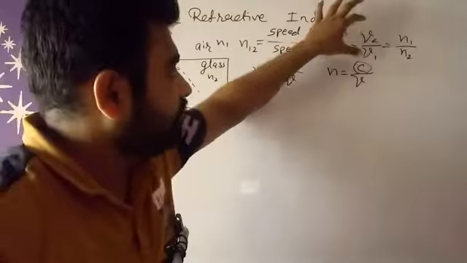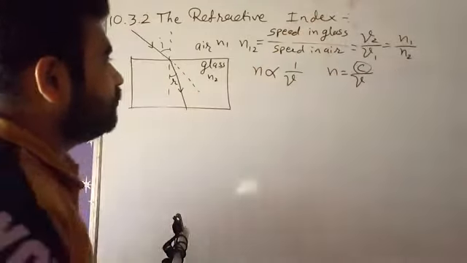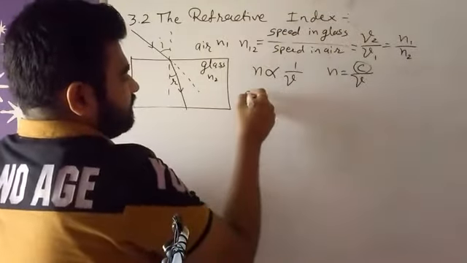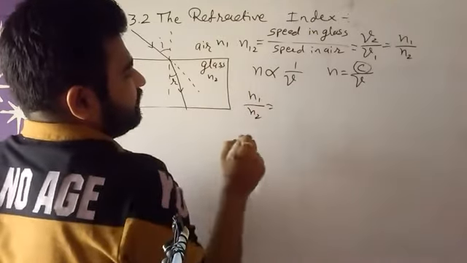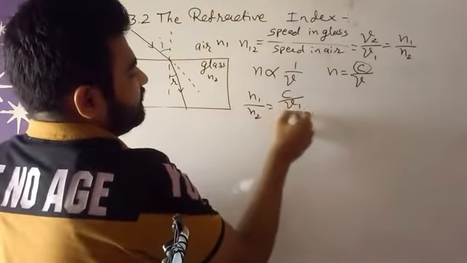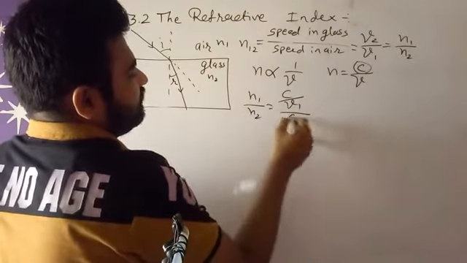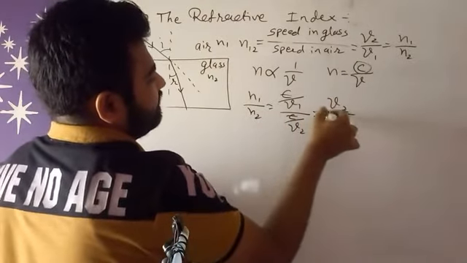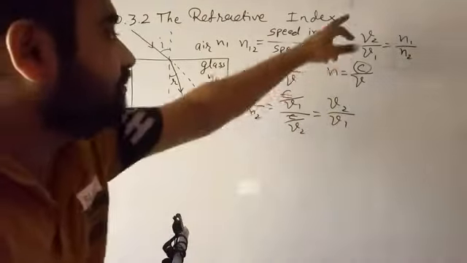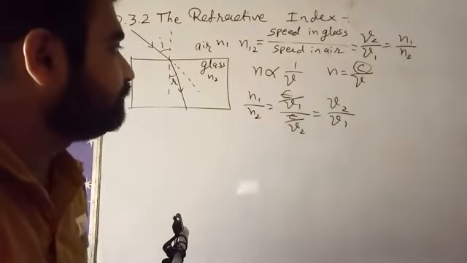So how do we get N1 upon N2 equal to V2 upon V1? For N1 upon N2, what is the N1 formula? It is C upon V1. What is the N2 formula? C upon V2. C gets cancelled out, so we have V2 upon V1. So that's how we get V2 upon V1 from N1 upon N2.